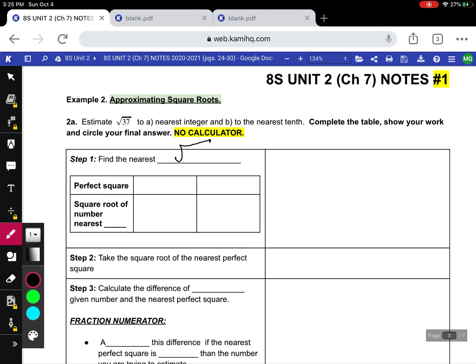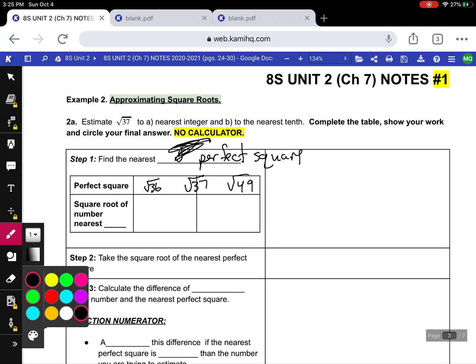Okay, so we are finding the nearest perfect square. What that means is if I have the square root of 37, I'm going to use my yellow sheet, and I'm going to see what perfect squares are on either side. So the next one next to it on the left is the square root of 36, and to the right it's going to be the square root of 49. 37 falls in between there. Okay, and if I'm looking at the square root of the nearest number, so this one is going to be 6, that's going to be 7. Okay, I want to see which one it's closer to.